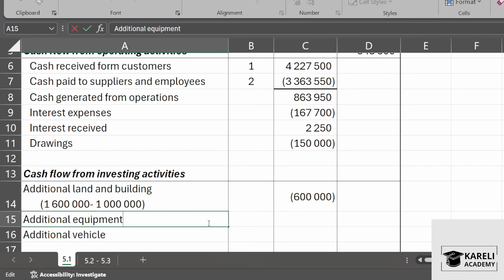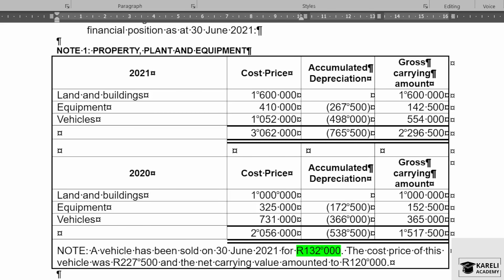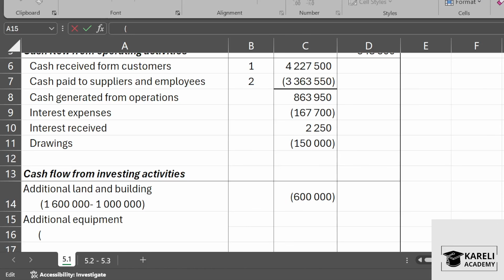And then equipment, we do the same thing for equipment. On the question paper, let us check the equipment. Equipment, we take 410,000 minus 325,000. 410,000 minus 325,000.